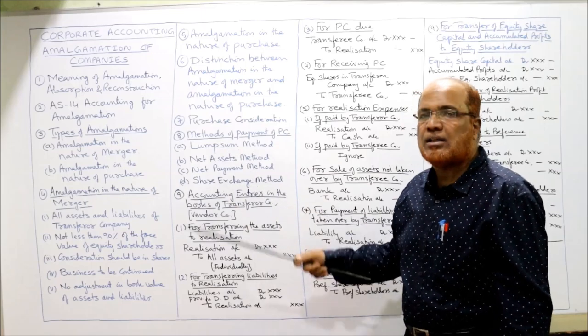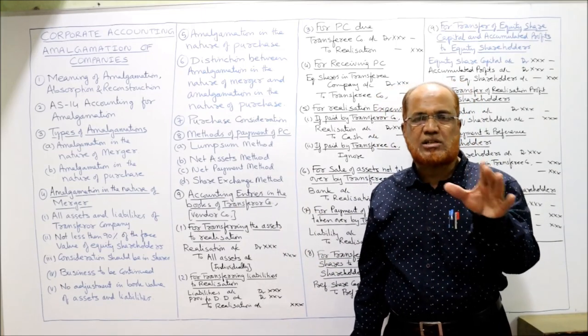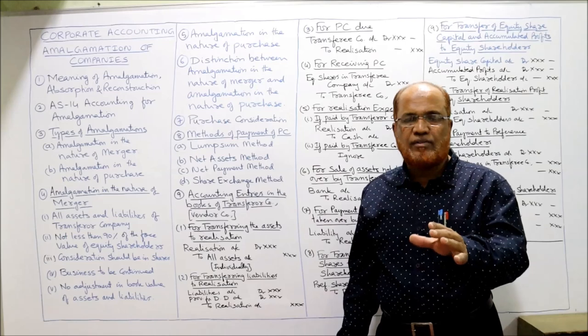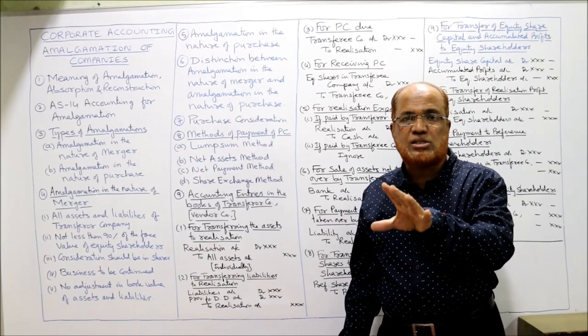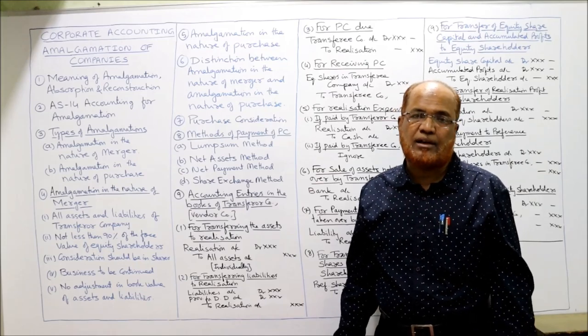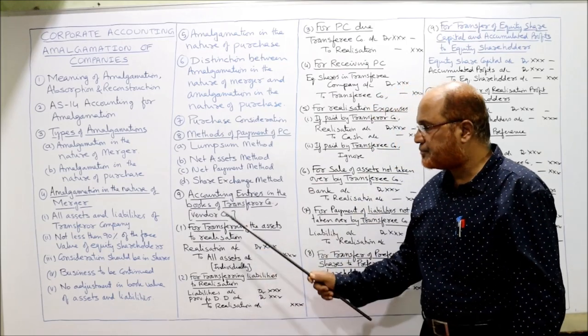So these four are the methods of calculating the purchase consideration. We are going to apply these methods in the problem, but you also have to remember the theory. In examinations, theory will be asked: what are the methods of calculating the PC. Just now I have explained.